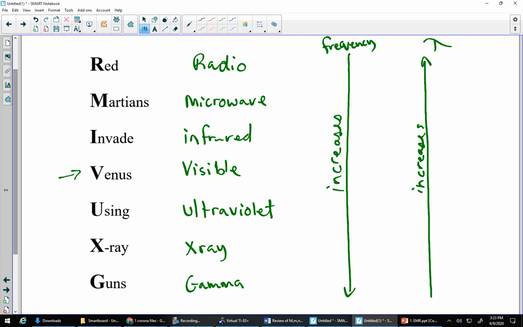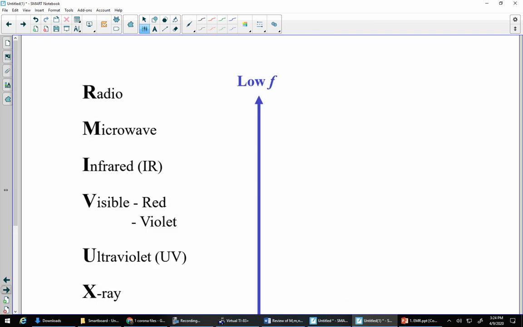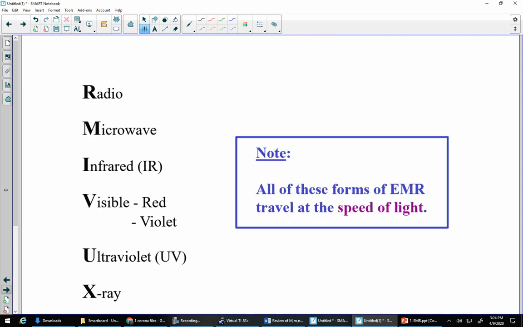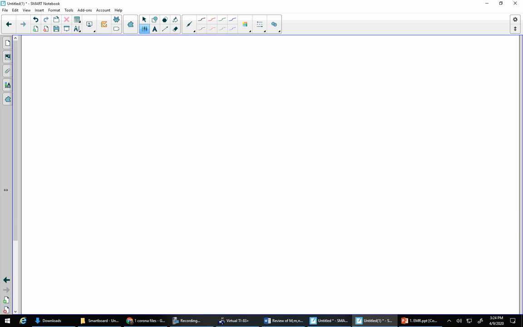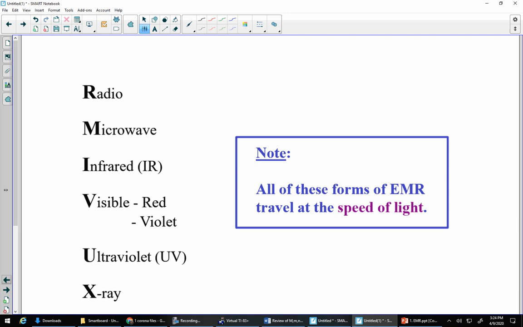And then of course visible, the one that is special to all of us because it's what we see, it's what we interact with every single day, is sort of right in the middle there, and actually a very, very small part of it. Cool. So same stuff that we just talked about. They all travel at the speed of light as a nice reminder, and that's it for today, folks.